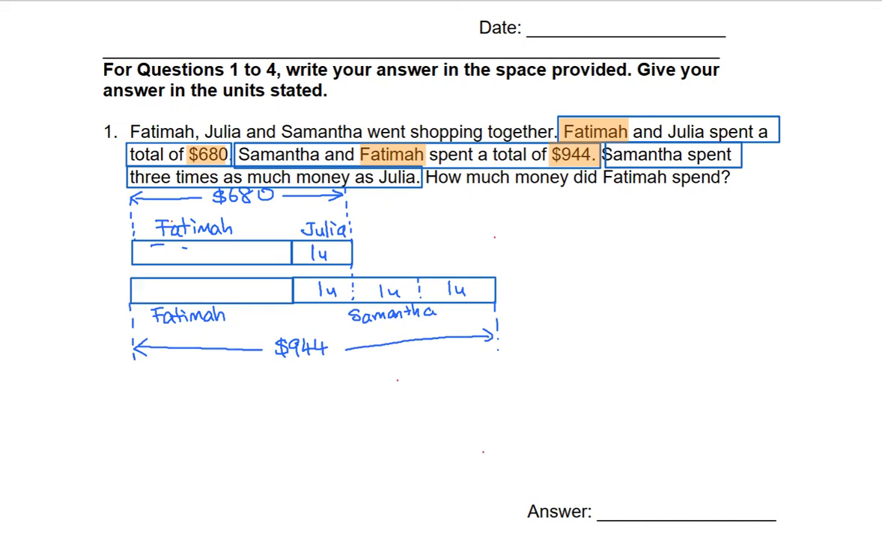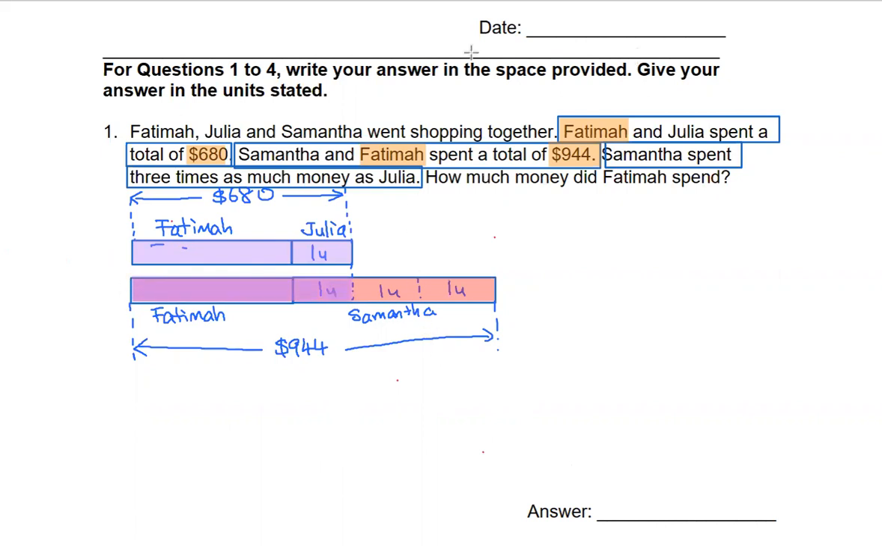All right, so now that we have finished drawing the model, we're going to look at this model and figure out, is there anything that we can figure out? Now, I know that Fatima and Samantha, the whole model here, is 944. And I know that Fatima and Julia is 680. Wouldn't that tell me that this part here is also 680? All right, so this purple part here is also $680.